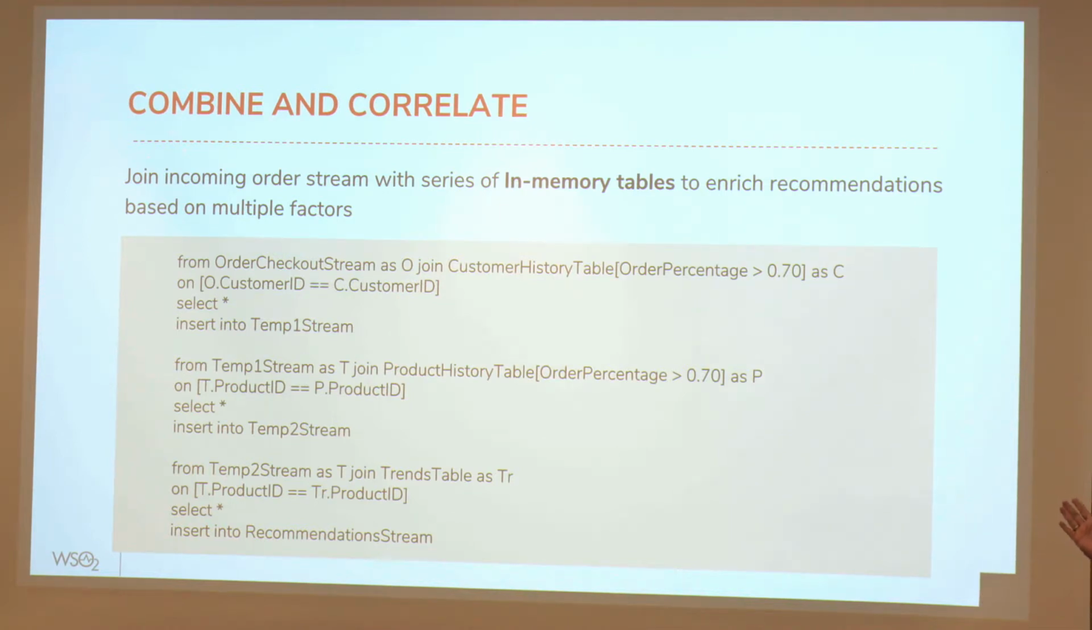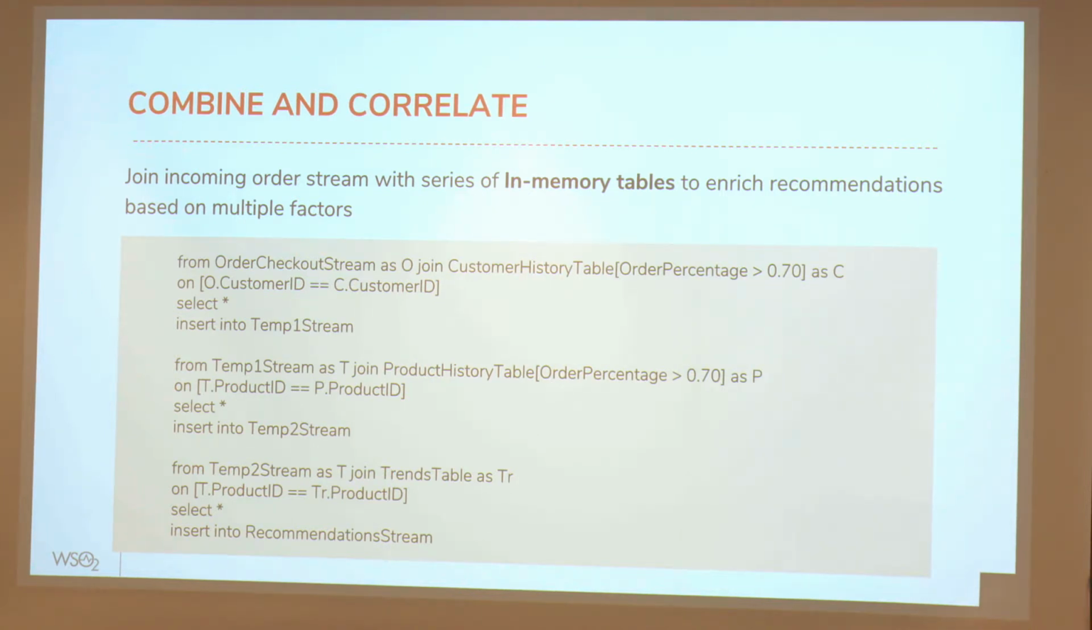So you add a filter. Over here I've said I only want any products that have an order percentage of less than 70. And then obviously, I need to join it based on a common field, so customer ID. Then I select all the items that come in the event, as well as all the recommendations I get from the table, and I insert it into a temporary stream.